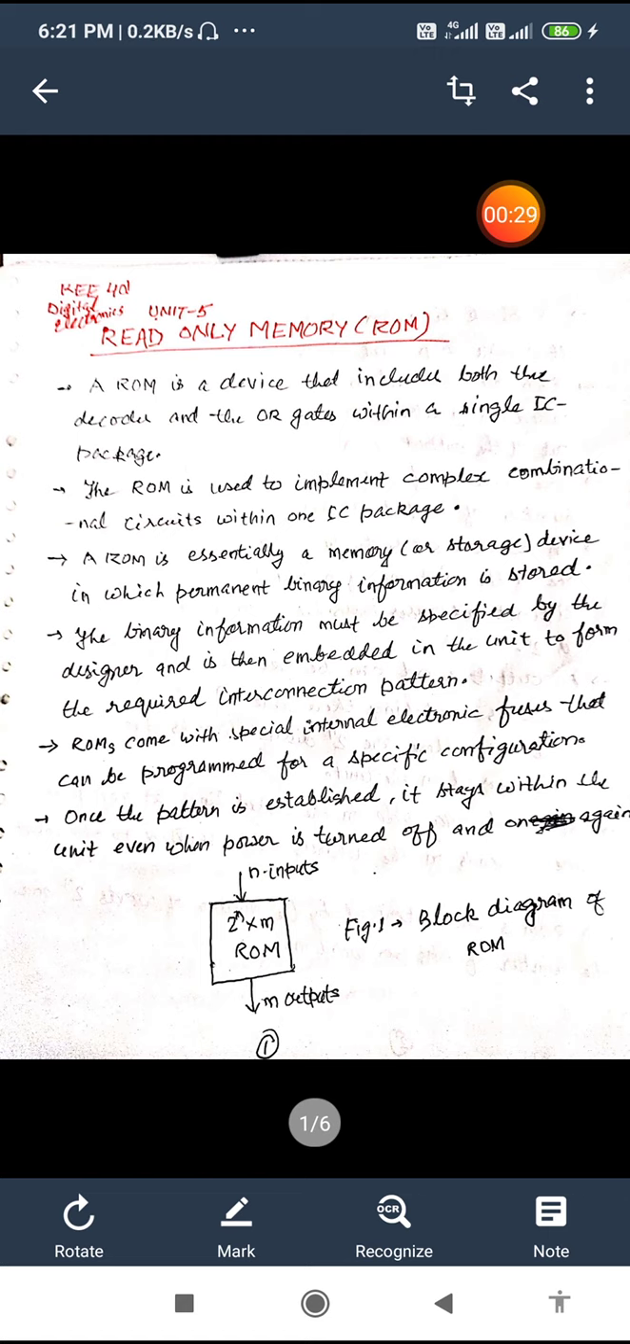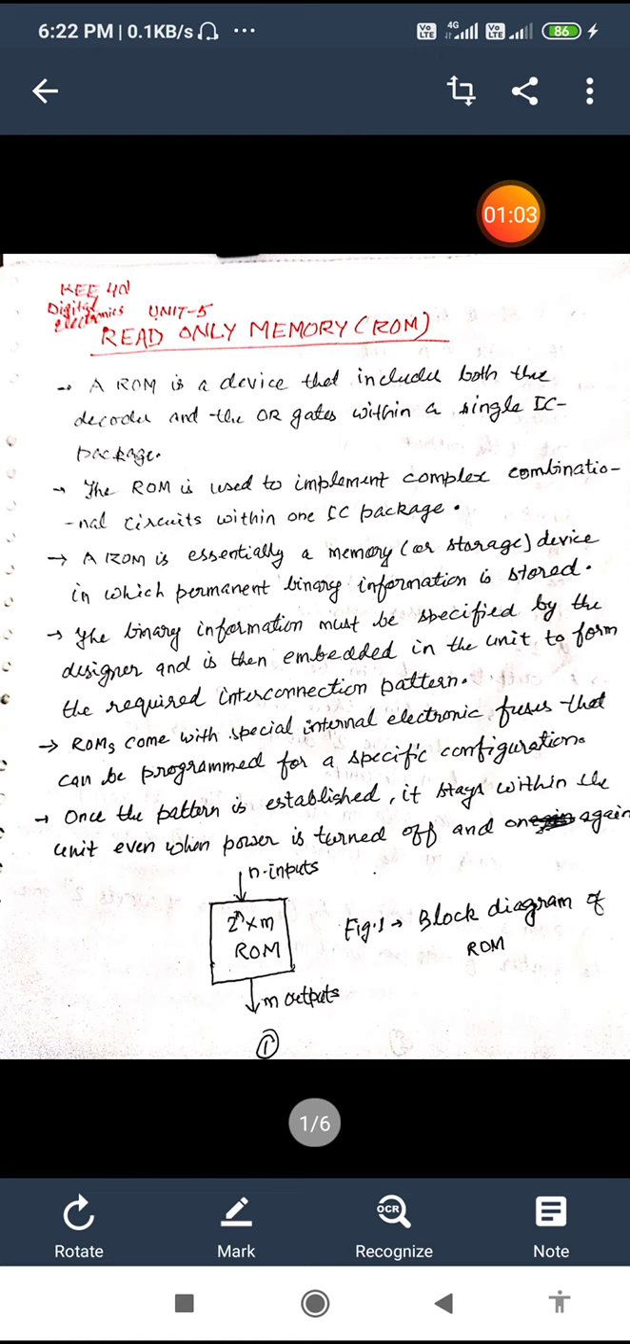Again, we can say that a ROM is essentially a memory or storage device in which permanent binary information is stored. The binary information must be specified by the designer and is then embedded in the unit to form the required interconnection pattern. ROMs come with special internal electronic fuses that can be programmed for a specific configuration. Once the pattern is established, it stays within the unit even when power is turned off and on again. So see the block diagram of this ROM.